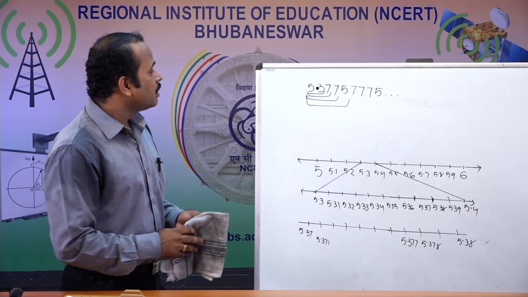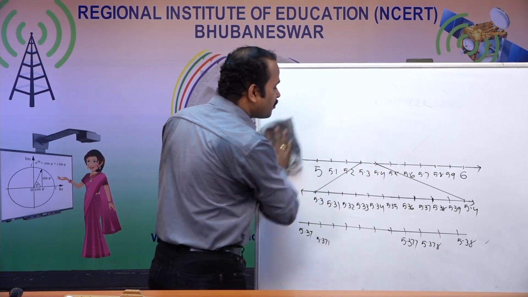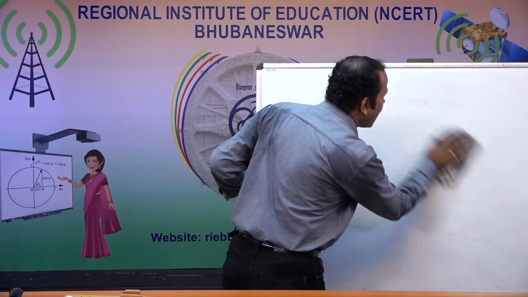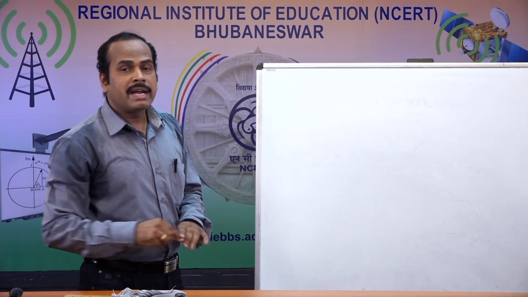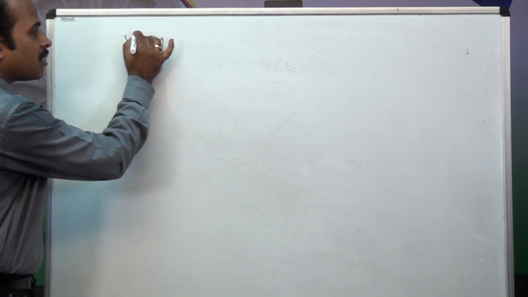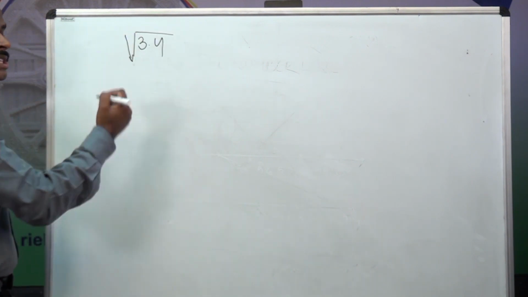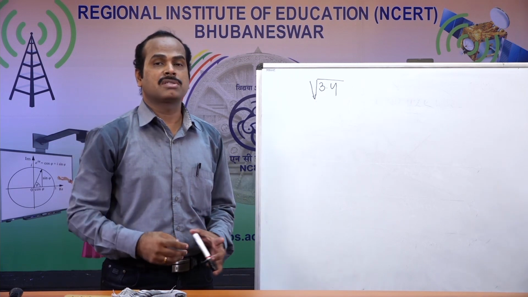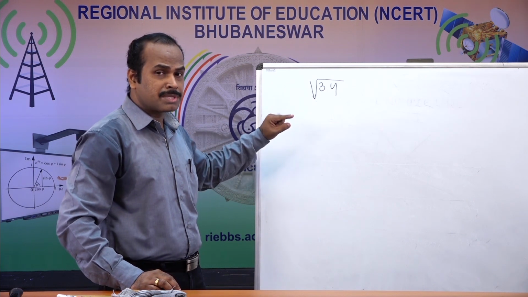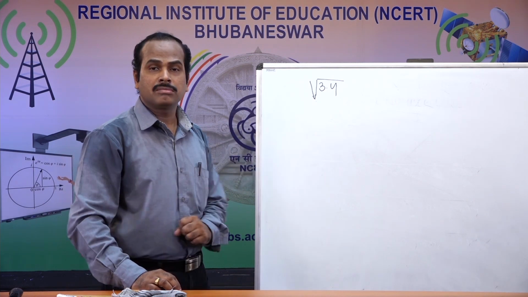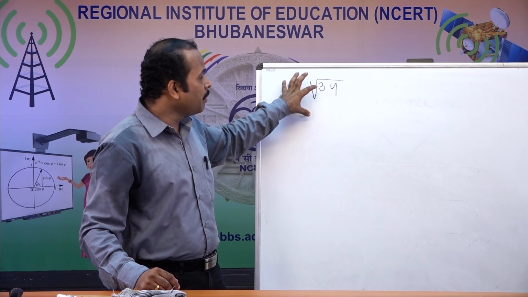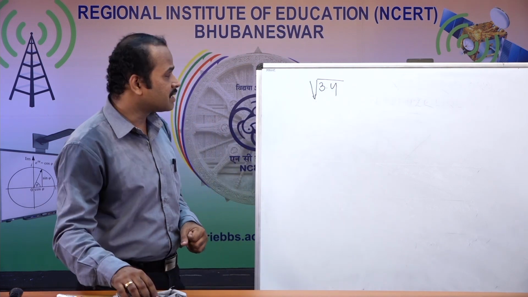Now this is the presentation of irrational numbers on the number line that we have discussed. But if someone asks, sir, if it is a decimal number, suppose 3.4, and its square root is there, such numbers are also irrational numbers. So how do we represent such numbers on the number line? To represent such numbers, we cannot use the method we used for root 2 and root 3. To represent root 3.4 on the number line, we will use another method. Let us discuss that method.